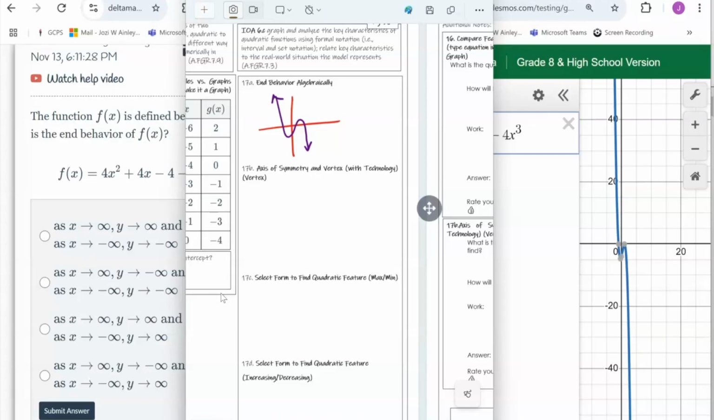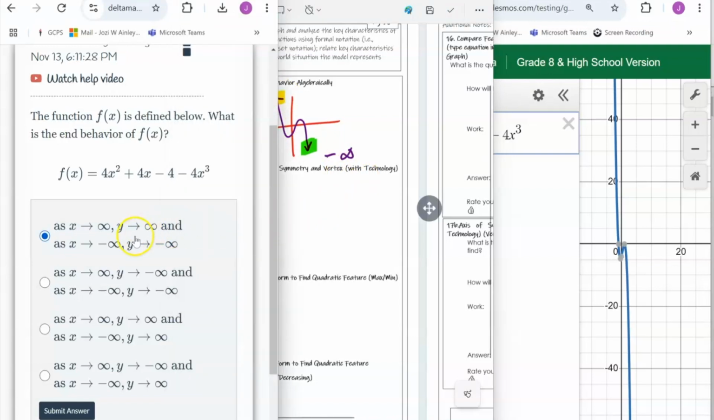All right, so let's talk about what is happening on the left side of the graph. So here's the left side of the graph. What is happening? Where is that going? To infinity. All right, what's happening on the right side of the graph? On the right side of the graph, where's that going? Negative infinity. So if I'm doing multiple choice, I need an answer that has opposites.